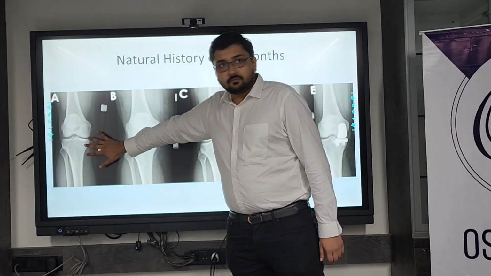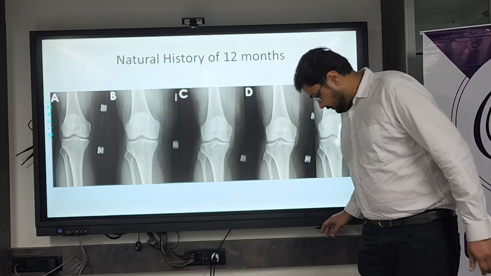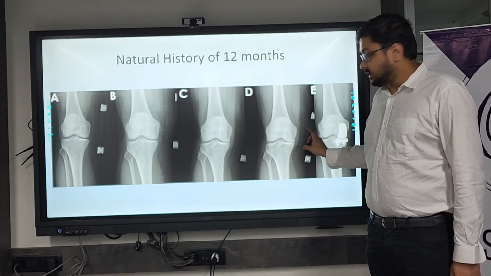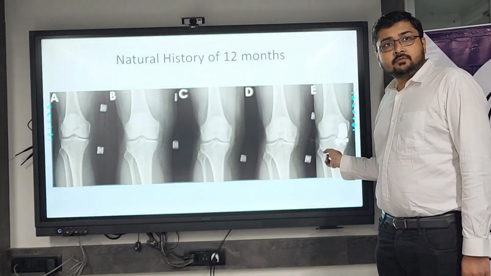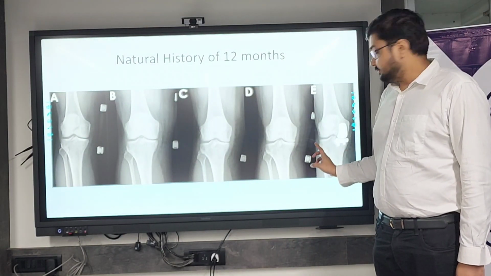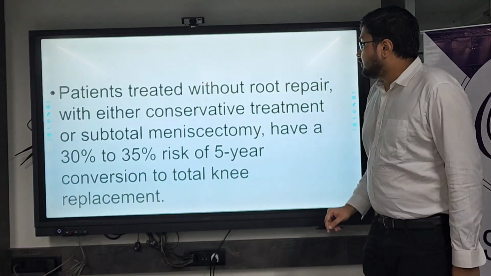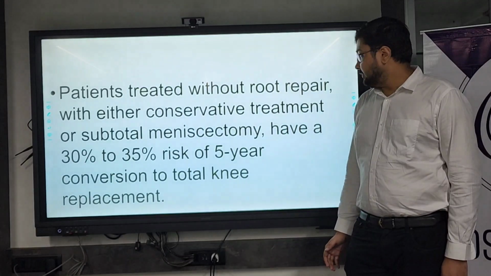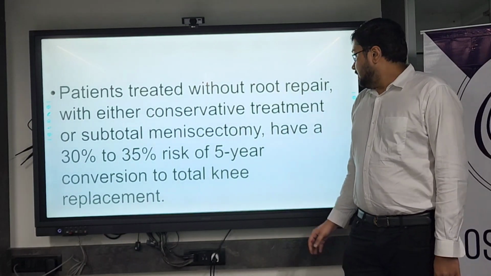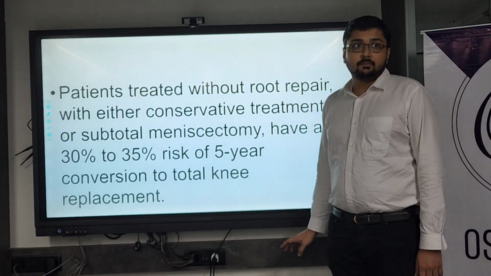can see, a fairly stable normal joint, and here you can see at the end of 12 months she is having medial condylar arthritis and eventually underwent a unicondylar knee arthroplasty. So patients treated without root repair, with either conservative treatment or subtotal meniscectomy, which is generally done, have a 30 to 35% risk of 5-year conversion to total knee replacement.